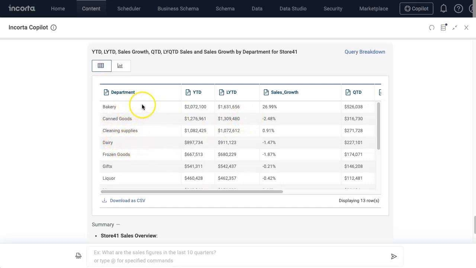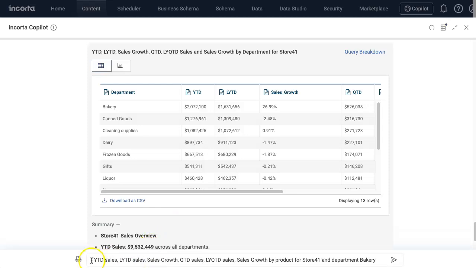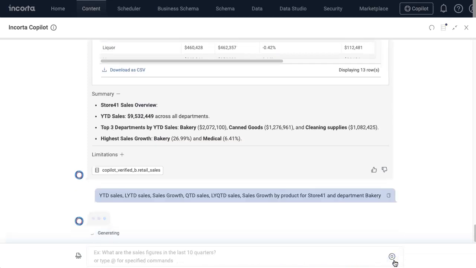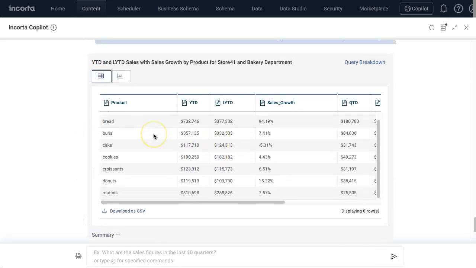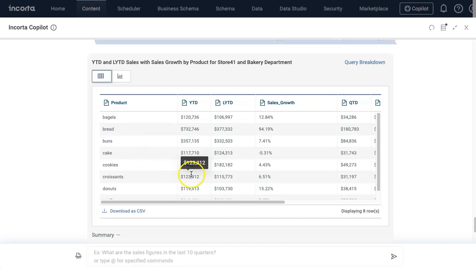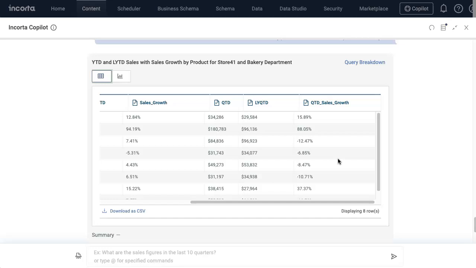Now in this department, I want to see what's going on with all the products in this department, right? So again, I can do a YTD QTD sales comparison for store 41, and then I want to get all the products that we are selling in department bakery. So let's do that. Let's look at the tabular data here. So I can see all these products here in bakery, and let's look at some of the products which are probably outliers, because that's why the growth is pretty high.